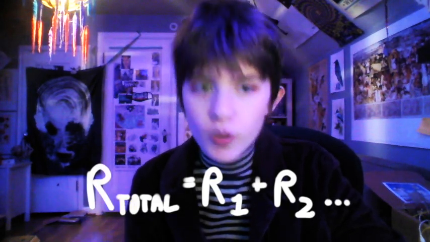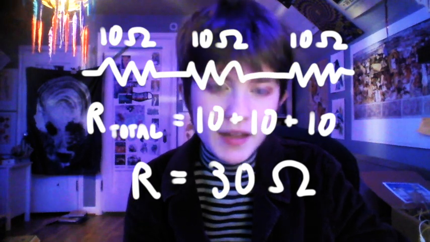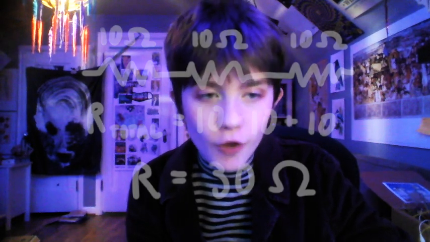Resistors actually lead us to a nice formula on our equation sheet. The formula R total equals R1 plus R2, etc., is referring to resistors connected in series. This is pretty logical. If I have 3 10-ohm resistors connected back to back, the total resistance will be 30 ohms. However, this is just one way to configure resistors. Another way is to connect them in parallel.